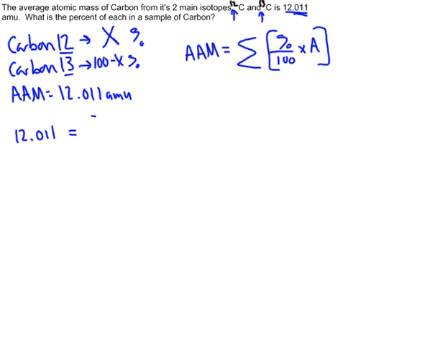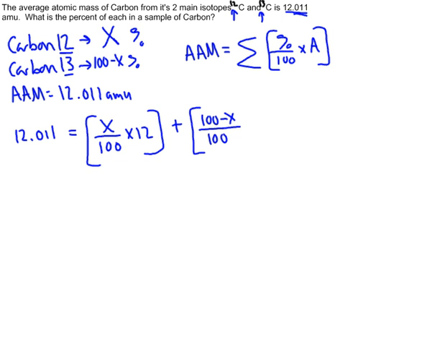So the first one is X. We don't know what that is, over 100 times 12. And again, the sigma means add up. 100 minus X is the percent there. We don't know what that is yet. Divided by 100 times 13.